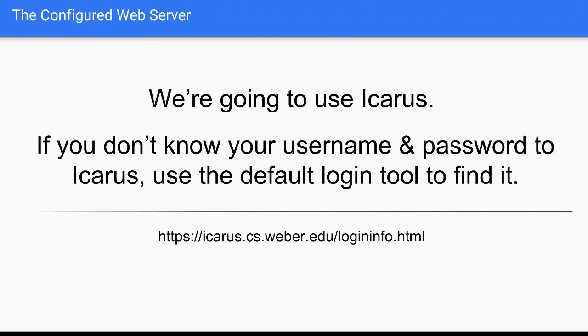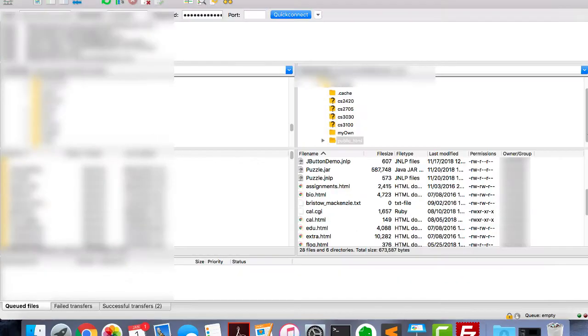For the configured web server, we are going to use Icarus. If you don't know your username and password to log into Icarus, use the default login tool to find it. And you can see the link right there. That leads you to the default login tool where you can find your username and password. I am already logged into Icarus using FileZilla. Most servers are going to come pre-configured with the ability to use Java Web Start. However, it is something to take into consideration when thinking about paying for a web server.